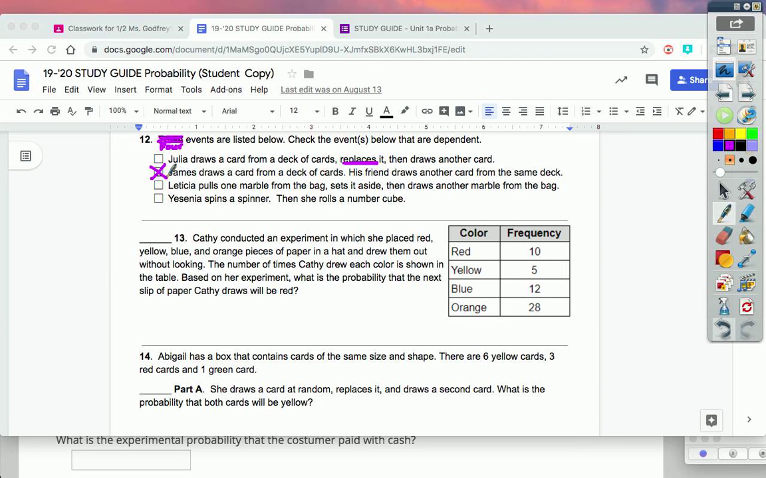This young lady pulls 1 marble from the bag. She sets it aside. That means she removes it. Then draws another one from the bag. Because she set it aside, this is a dependent event. And Yacinda spins a spinner, then rolls a dice. Those are 2 different items, so that one is independent. Any questions here?